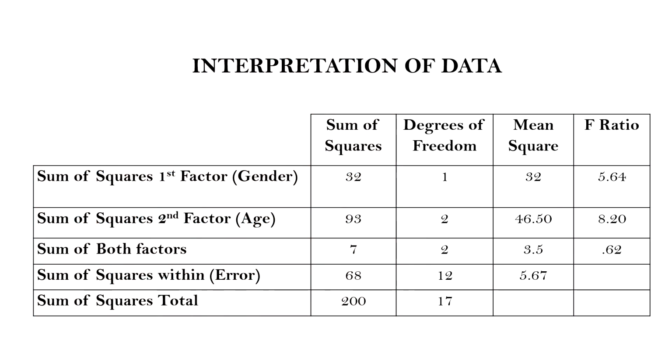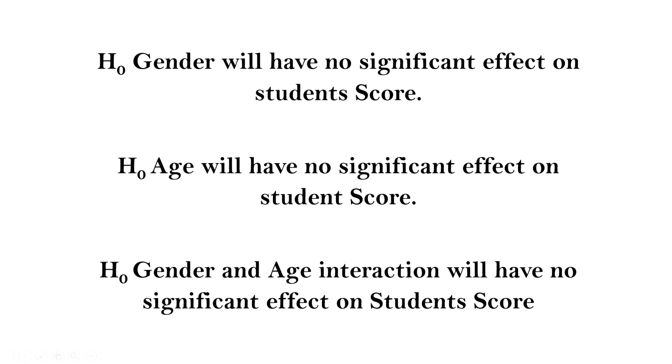Okay, so now we are done on how to calculate the two factors and get their mean, which is the boys and girls. Now, we are moving to how to interpret the results of a two-way ANOVA. But next, we have to establish our hypotheses. So we have 3 hypotheses here. Our first hypothesis is gender will have no significant effect on student score. The next is age will have no significant effect on student score. Next is gender and age interaction will have no significant effect on student score.